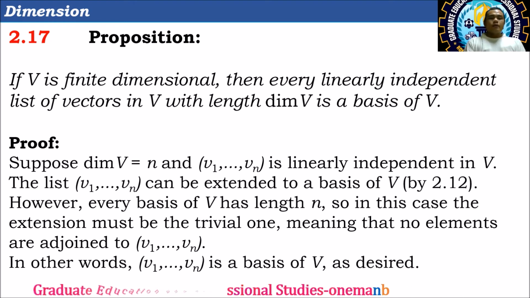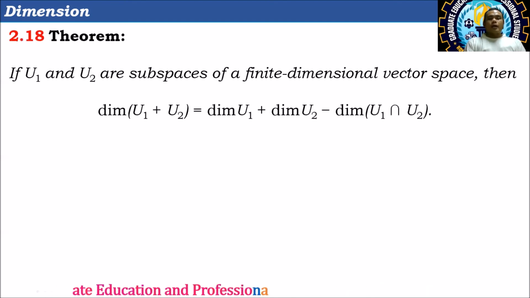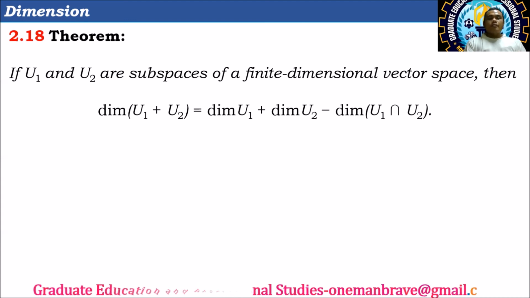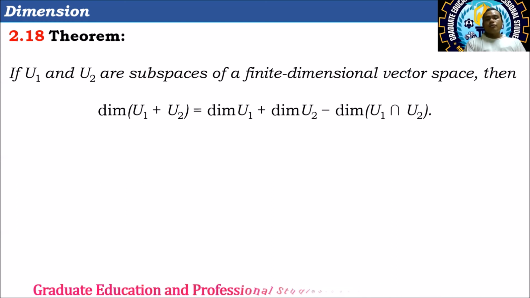And lastly, we have here a theorem. If U1 and U2 are subspaces of a finite dimensional vector space, then the dimension of the sum of U1 and U2 is equal to the dimension of U1 plus the dimension of U2 minus the dimension of the intersection of U1 and U2. So, proof.